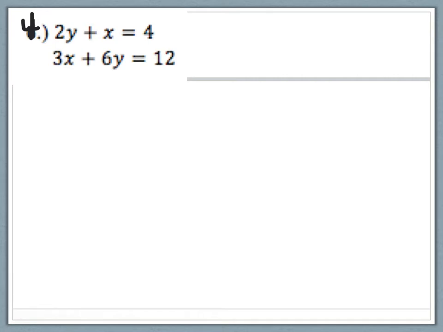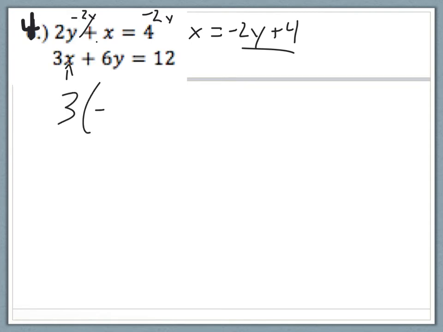For this one, we're going to have to get another variable by itself. So since x is already without a number in front of it, let's go ahead and subtract 2y from both sides of this top equation. So that's actually going to give me x equals negative 2y plus 4. Okay. Now, let's plug that in for our x right here. So we have 3, and then in our parentheses, negative 2y plus 4, since we're substituting for x, plus 6y equals 12.